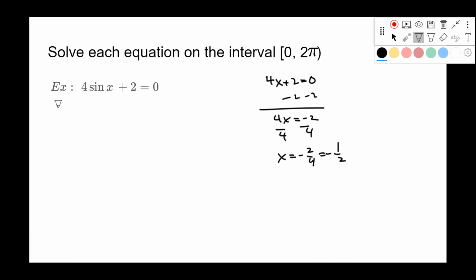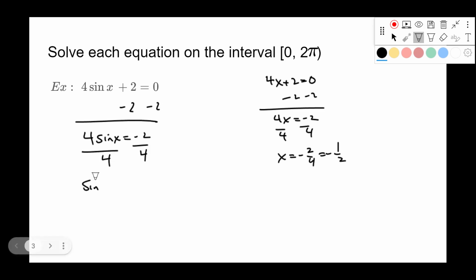So now we're going to do the same thing over here, except we're going to get sine x by itself instead of x by itself. So we're going to subtract 2 on both sides. 4 sine x equals negative 2. Divide by 4. We get sine x equals negative 2 over 4, which is negative 1 over 2. So I want to know where the sine of x is equal to negative 1/2. Well, sine's the y-coordinate. Where's sine negative? The y-coordinate's negative in quadrants 3 and 4.